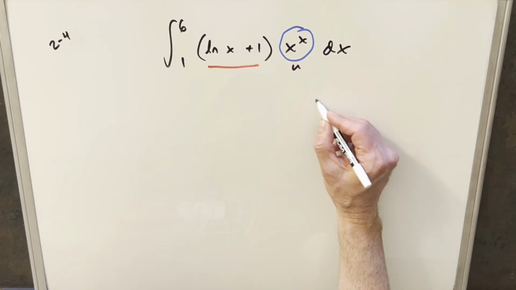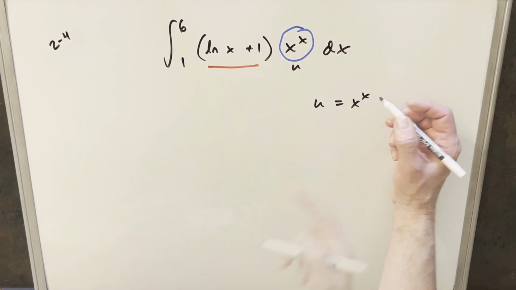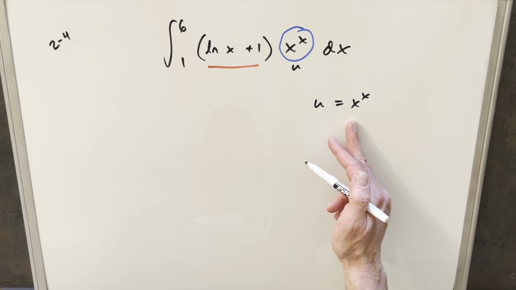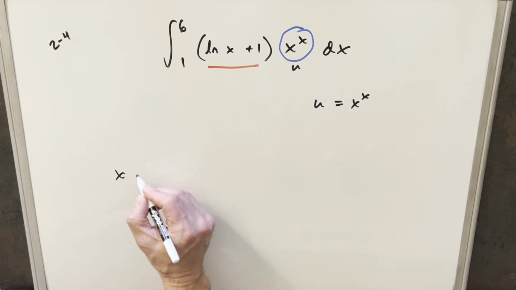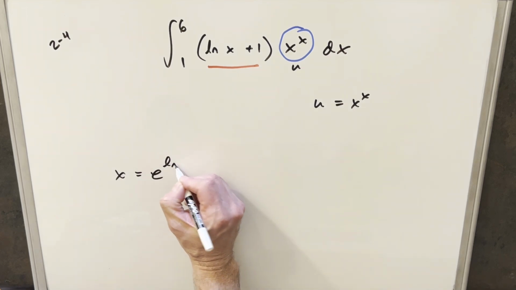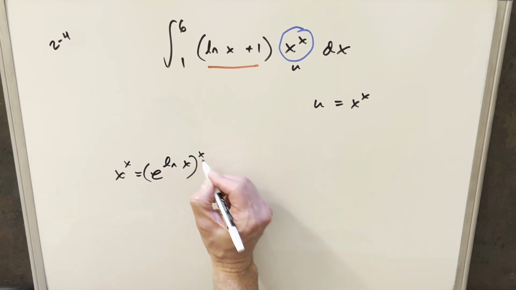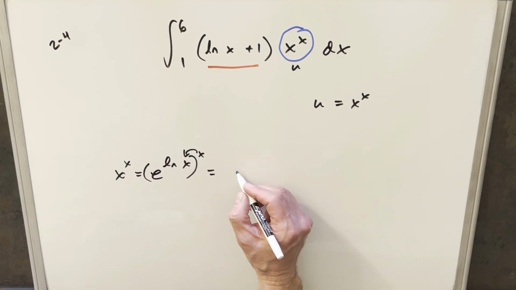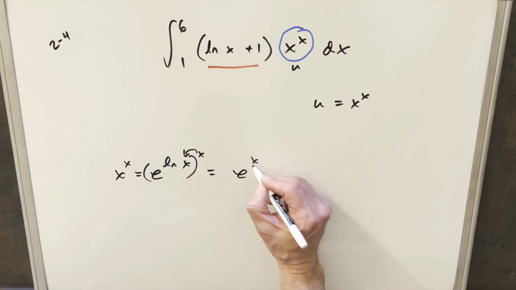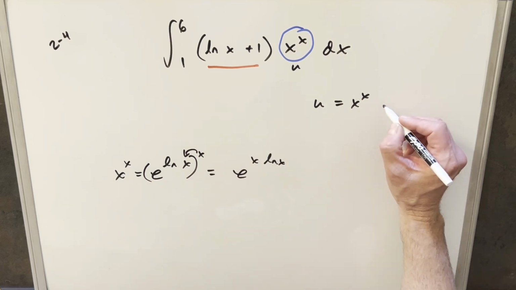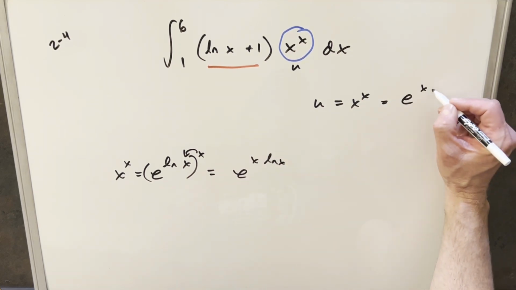So I'll say, we'll just set u equal to x to the x. But before I take the derivative, let's just rewrite this. Because for the base, what I can do with x, I can write x as e to the ln x. And then if this is x to the x, I can just use exponent properties on this and rewrite this whole thing as e to the x ln x.